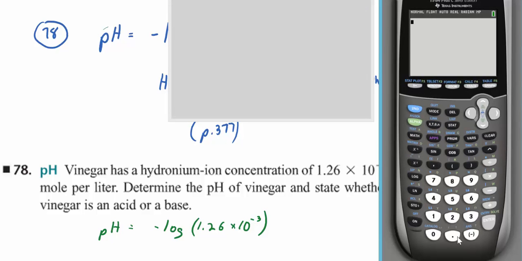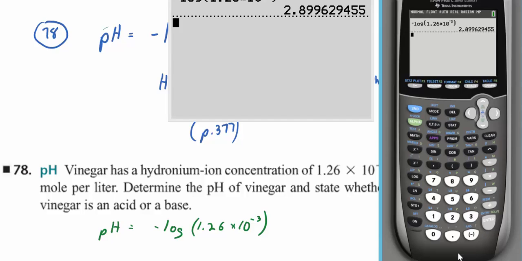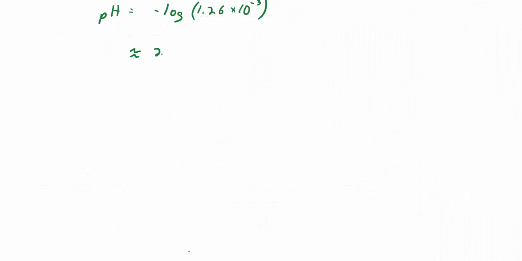So I would go negative, okay, log is right on the left-hand column of buttons, kind of in the middle. 1.26 times 10 to the negative 3. Yeah, if you wanted to, you could just divide by 1,000, right? Same thing. And then, what do we get? I don't know how much, it didn't say where to round. I'll say 2.9. So the pH is 2.9, and that means this thing is an acid.